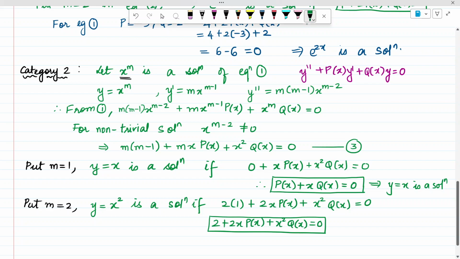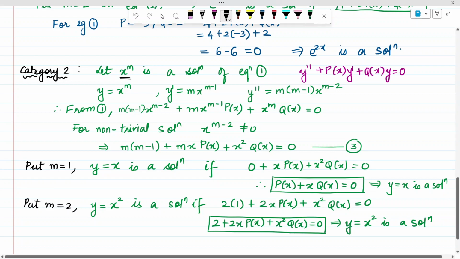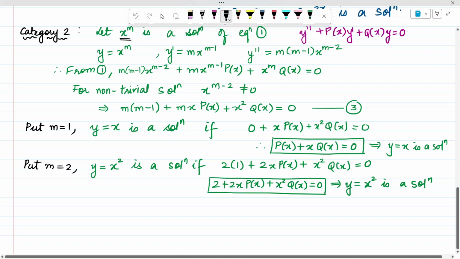So when the first one is satisfied, y is equal to x is a solution. This one is satisfied, y is equal to x square is a solution. ठीक है, and you can keep changing the value of m. आपको अलग अलग conditions मिल जाएंगे. अब यहाँ पे let's look at an example.